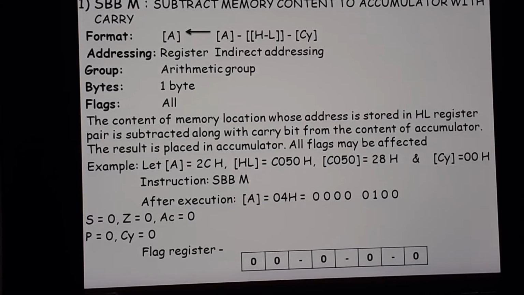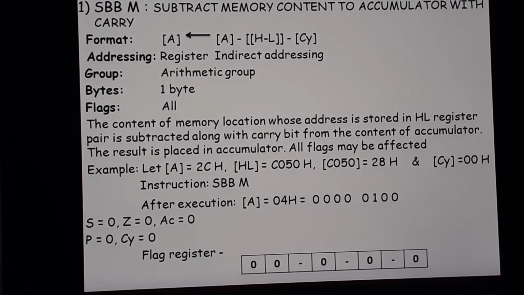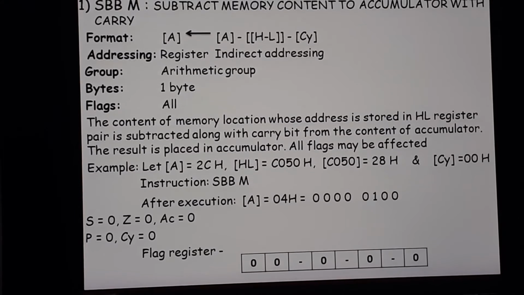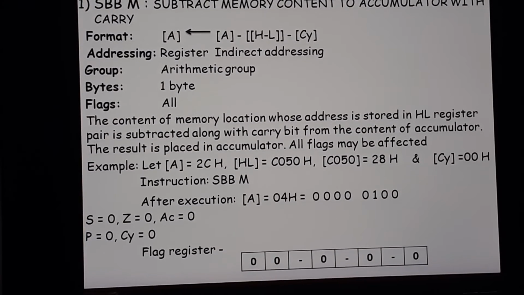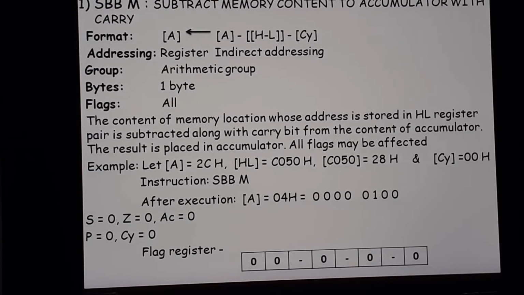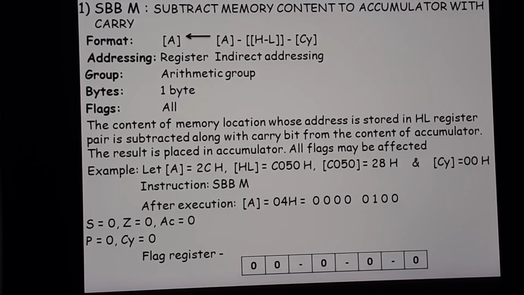Then this 28H, you will find the 2's complement of 28H, and then the answer that you get for the 2's complement of 28H will be added with the content of the accumulator, that is 2CH. Okay, and then that will be my final answer that I'll be getting is directly I have written. I have not shown you the binary subtraction or addition, so you can try it by yourself.